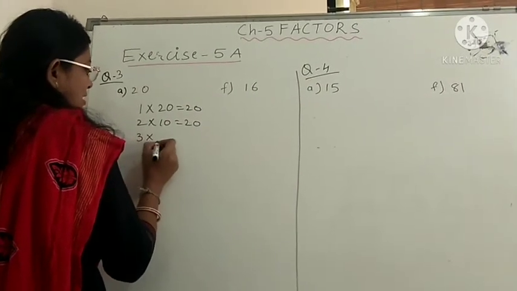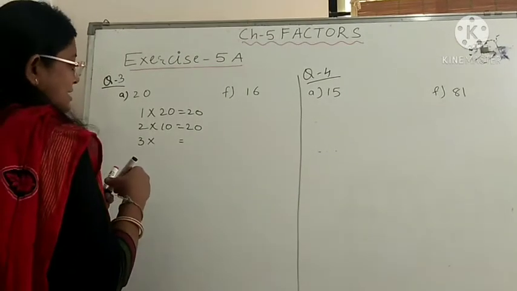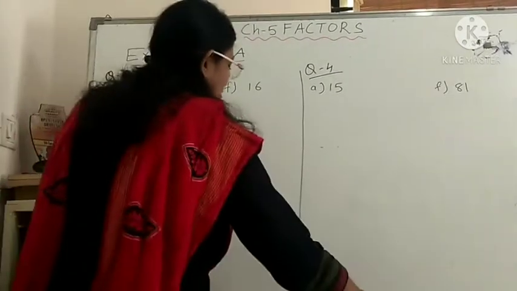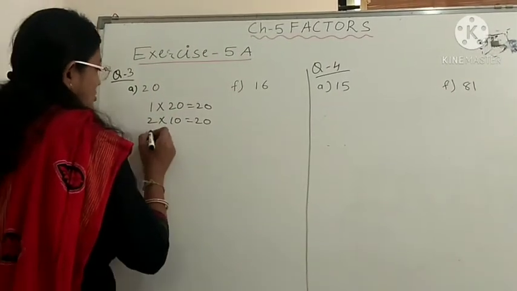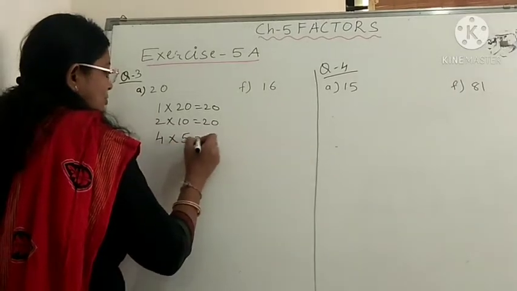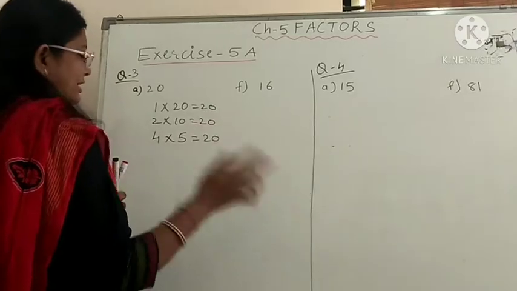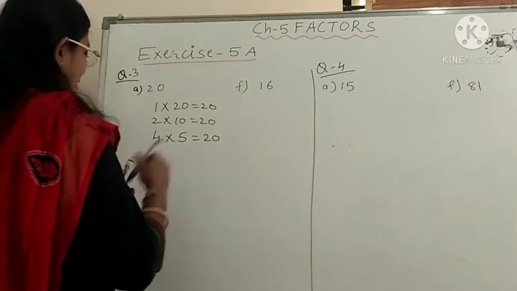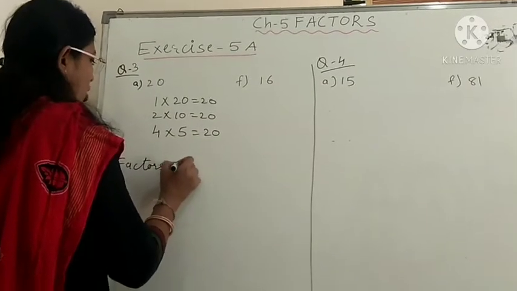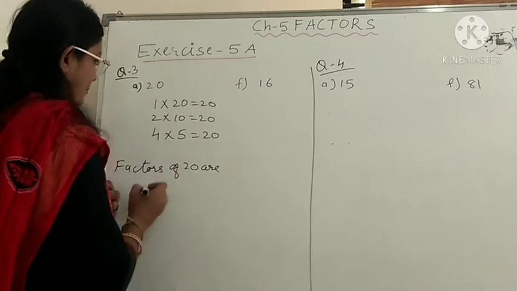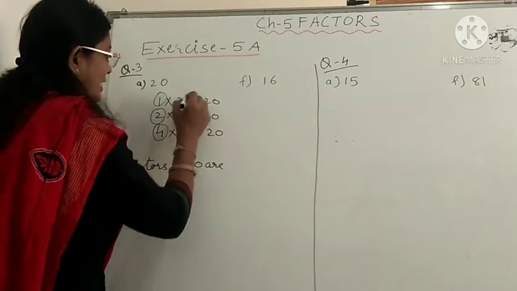3's table, 20 is not coming. If you see, 3 6s are 18 and 3 7s are 21. So we don't have to write 3. We don't have to count 3's table. Now 4 5s are 20. Okay. Now see here, 5 already came. After 4, 5's table we will take. 5 already came here, so we have to stop here. And then finally you will write factors of 20 are 1, 2, 4, 5, 10 and 20.